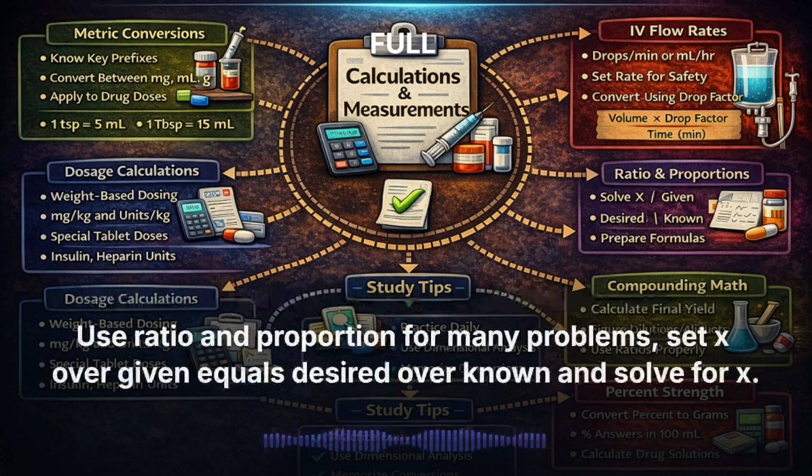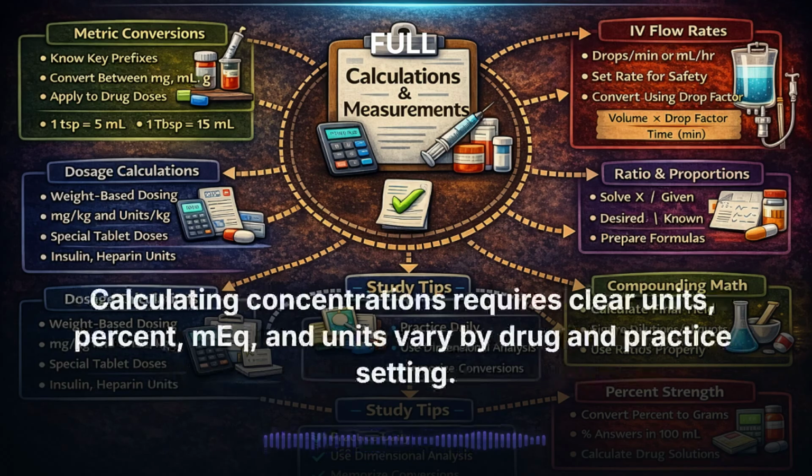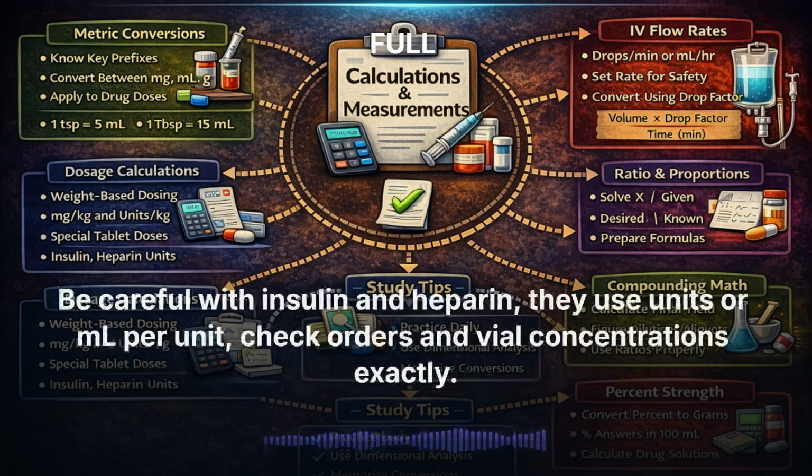Use ratio and proportion for many problems. Set x over given equals desired over known and solve for x. Calculating concentrations requires clear units, percent, mEq, and units vary by drug and practice setting. Be careful with insulin and heparin. They use units or ml per unit. Check orders and vial concentrations exactly.